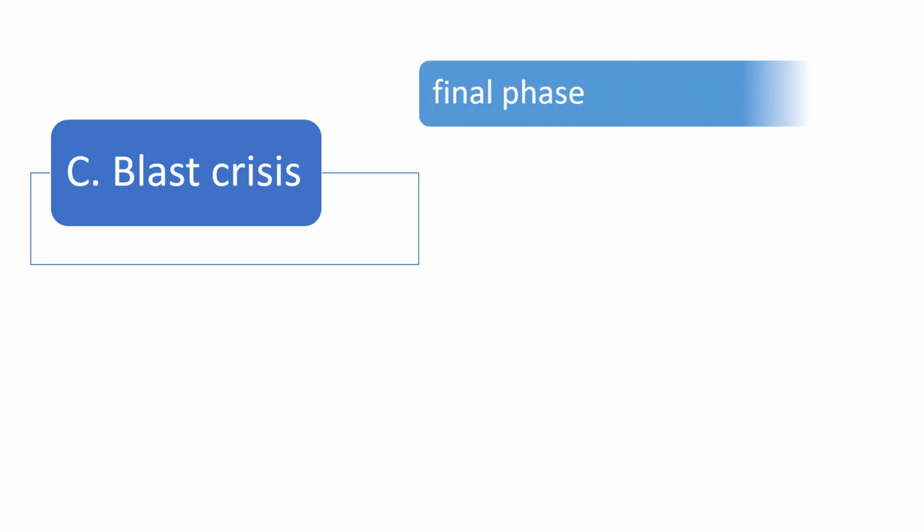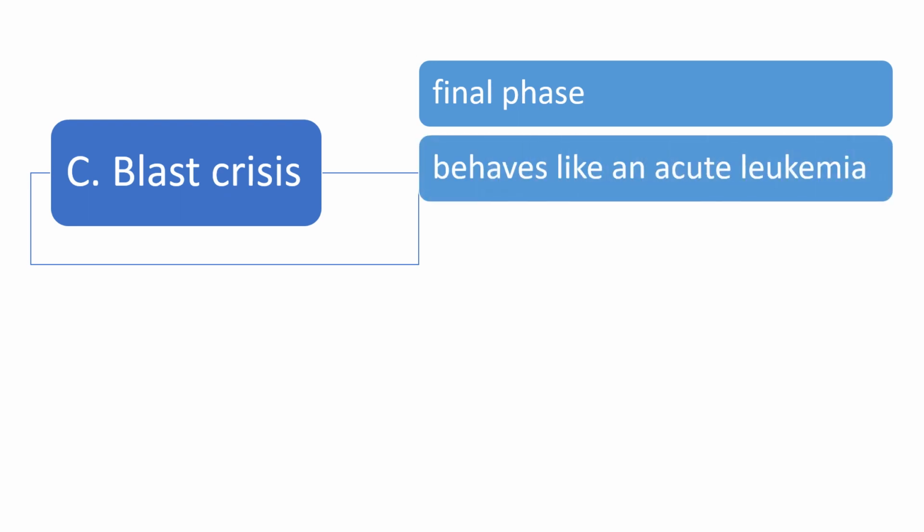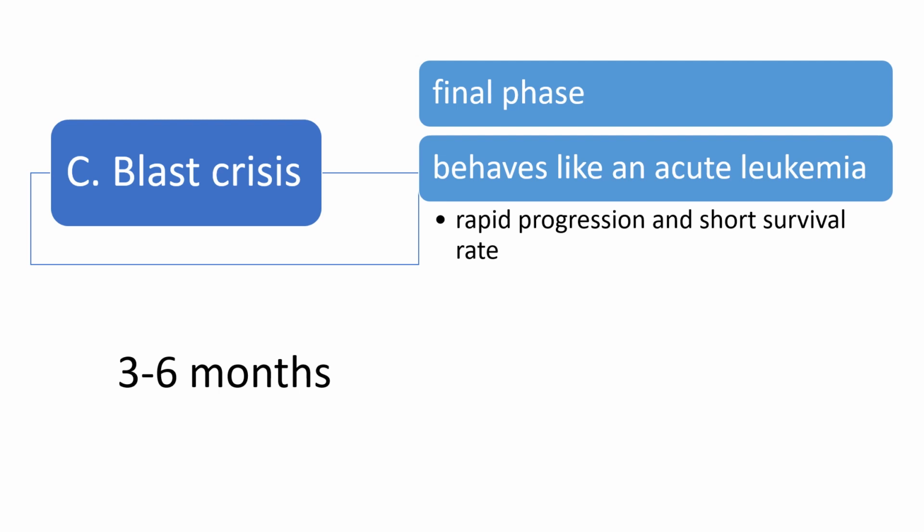Blast crisis is the final phase of chronic myelogenous leukemia. The clinical symptoms of blast crisis mimic those of acute leukemia, where there is rapid progression of around 3 to 6 months and a short survival rate.